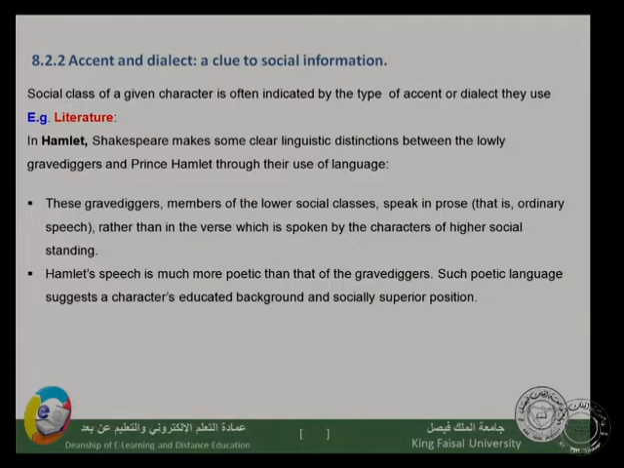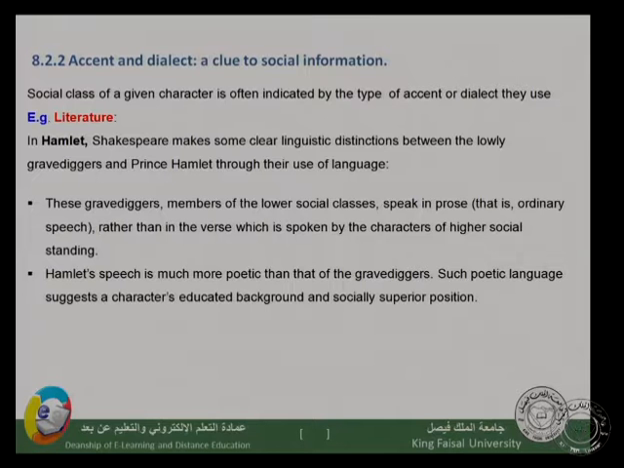They do not speak verse, which is spoken by the characters of the high social class or the higher social standing class. While if we consider the language used by Hamlet, his speech is much more poetic than the variety of language that is used by gravediggers. Such poetic language suggests that a character like Hamlet is a highly educated character. He has come from a highly educated background, and he is socially superior in position. So we can realize the social class of the person from the language he used.